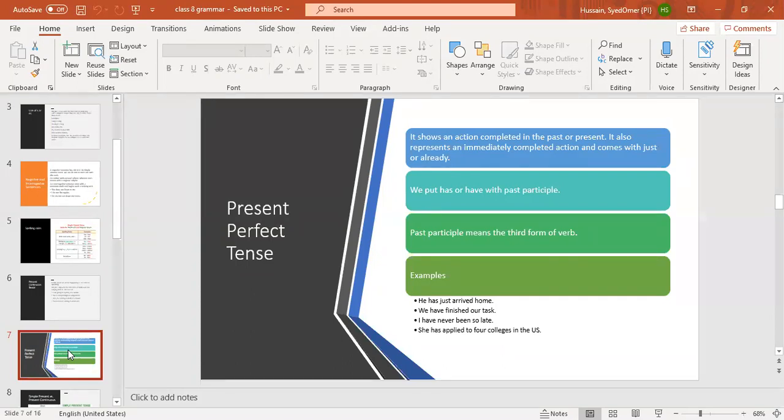She has read the chapter. She has not read the chapter. Has she read the chapter? I have completed the task. I have not completed the task. Have I completed the task? Positive, negative, and interrogative.